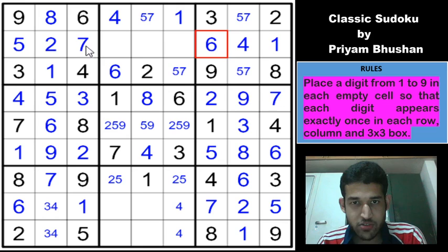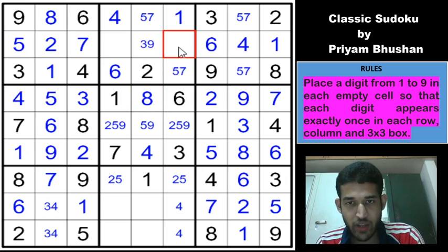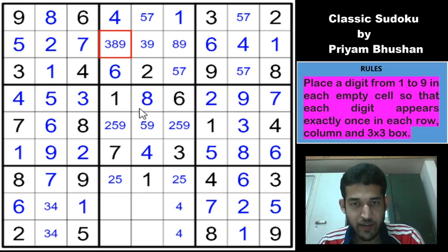So 1, 4, 6, 2, 5, 7. Remaining candidates are 3, 8 and 9. So this is not an 8, so this will be 3, 9. This is not a 3, so 8, 9, and this will be a 3, 8 and 9.